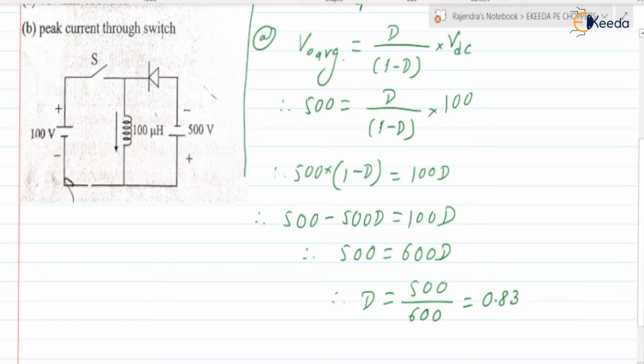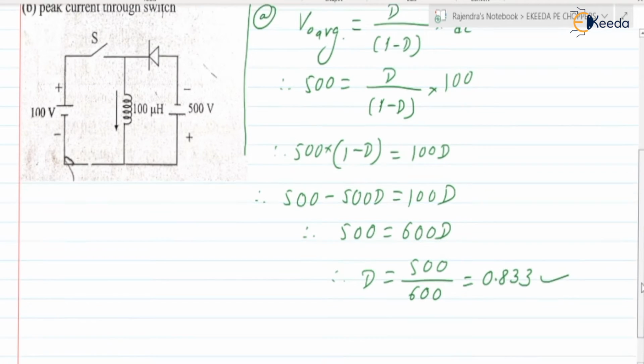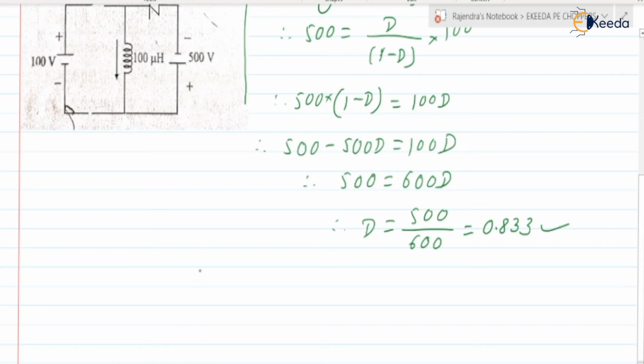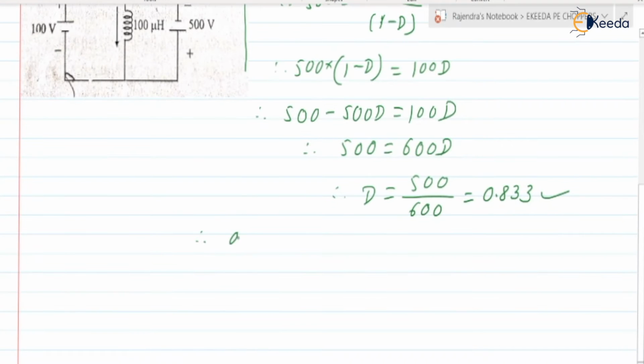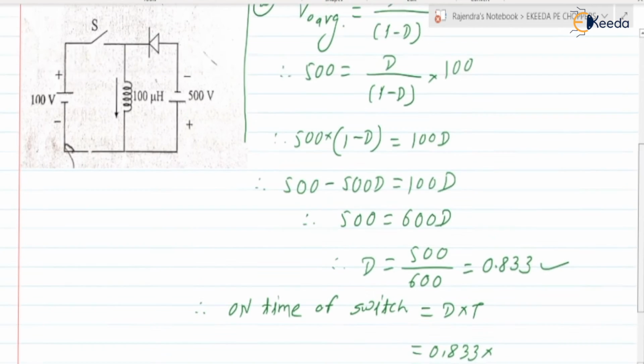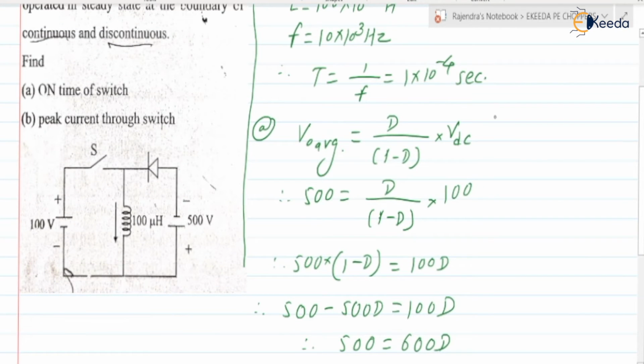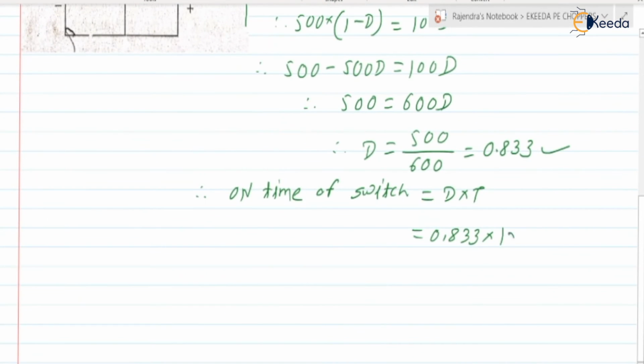This is the duty cycle or the duty ratio we are having. Therefore, they have asked for the on time of the switch. So we can write the on time of the switch is equal to DT, which is D into T. It is 0.833 into, what is the time T? We have calculated it: 1 into 10 to the power minus 4. So it is 0.833 into 1 into 10 to the power minus 4.